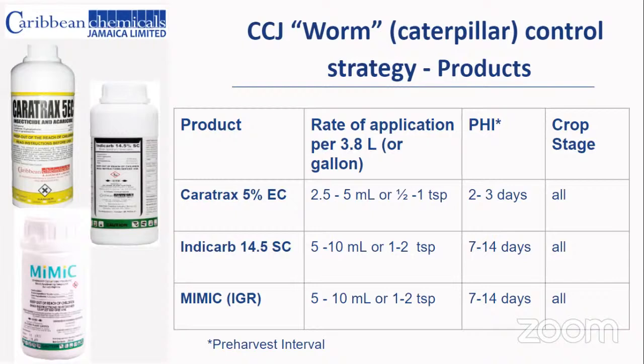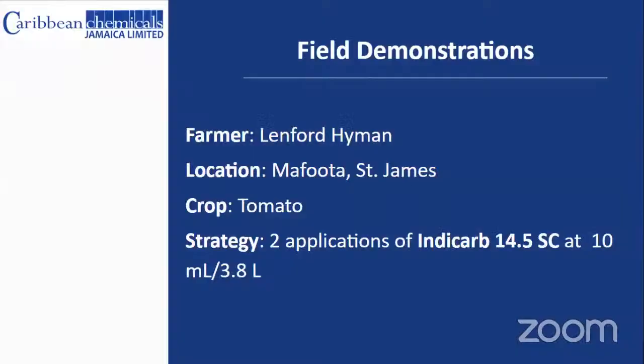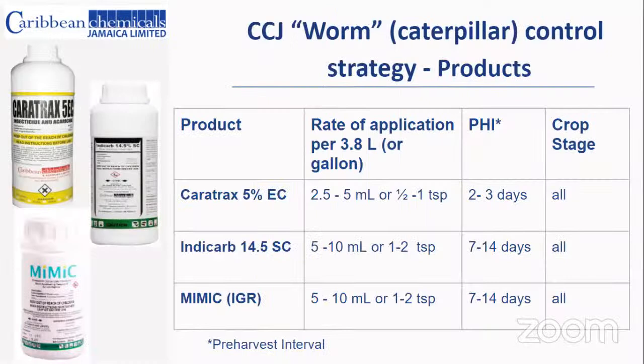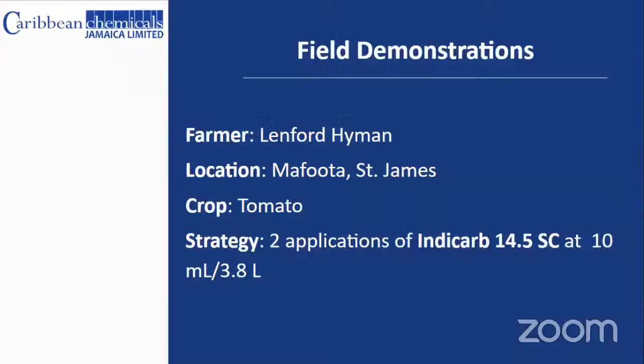Continuing, Mimic is a similar 1 to 2 teaspoons at 10 mL with a similar pre-harvest interval of 7 to 14 days as well. So as usual, I hope so far that's been clear for everyone, and that you've seen how the strategy that we've employed at CCJ has to be linked to the biology of the particular pest that we are talking about. So worms, caterpillars, this is there. And now we have some field demonstrations that we've carried out.